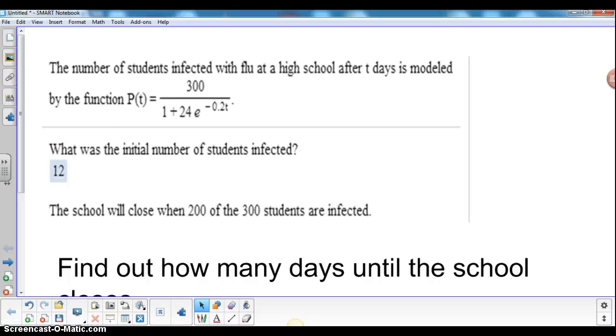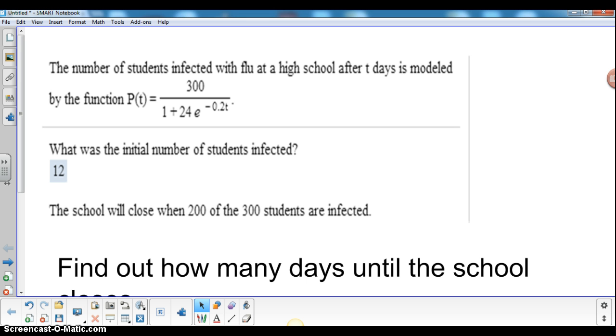Okay, this is a quick little video on how to find the number of students infected with flu at a high school after t days, and it's modeled by the following function. P of t is equal to 300 divided by 1 plus 24e raised to the negative 0.2t power, where t is the number of days.